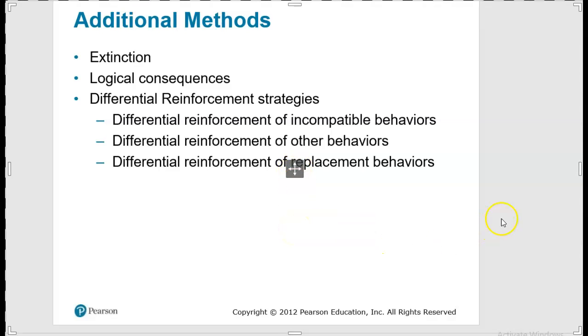So we also want to think about differential reinforcement strategies. There are some different methods of this differential reinforcement. I'm trying to see if it's coming up in the slides. So there's differential reinforcement of incompatible behaviors, other behaviors, or replacement behaviors. So an example for replacement, oh gosh, I feel I'm going to get this wrong.